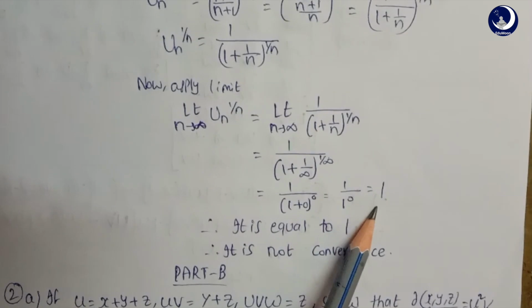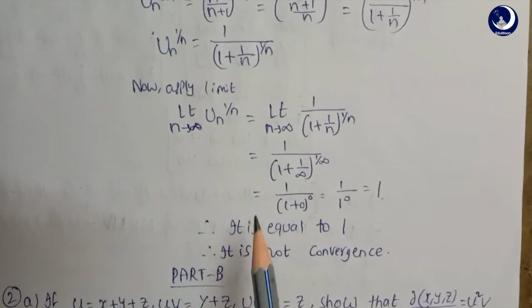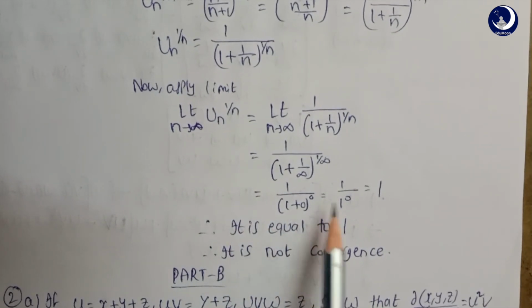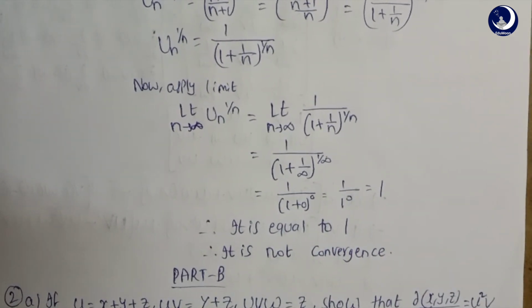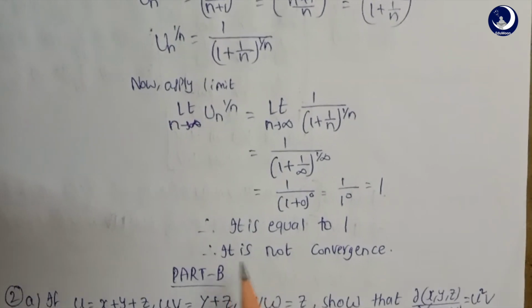Here the limit is equal to 1. If it is less than 1, then only it is convergent. If it is equal to or greater than 1, then it must be divergent. So from the given answer we get that the series is not convergent. Now coming to part B.